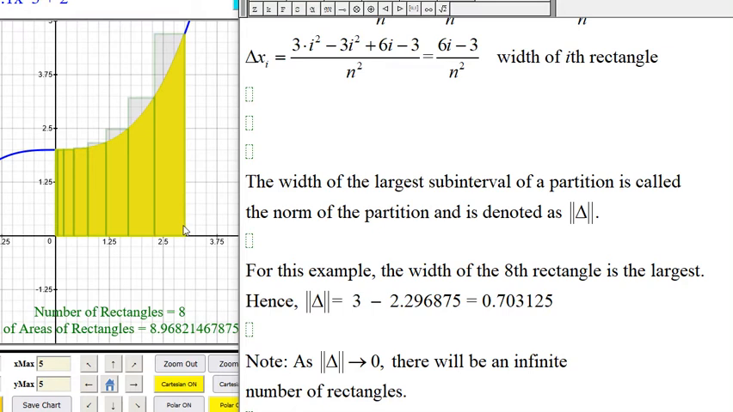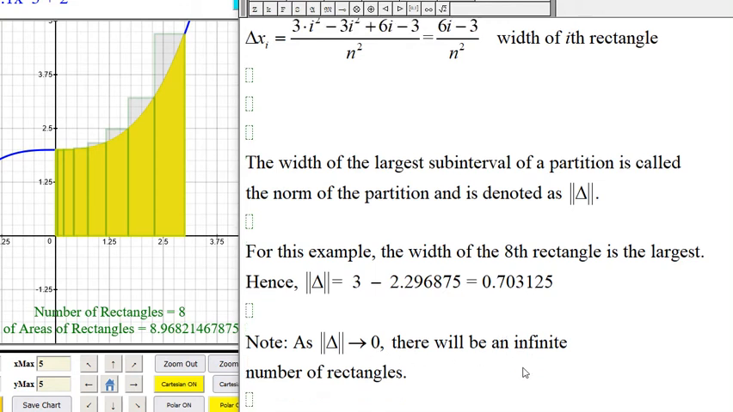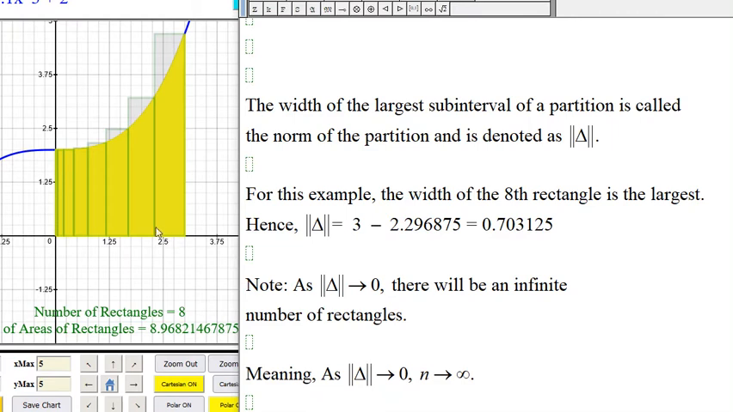And notice that if we allow the largest width, so this is the largest width of all the widths, to approach 0, there will be an infinite number of rectangles, and that's the only way that could happen. In order for the largest width, the norm of the partition, to approach 0, we need an infinite number of rectangles inside the shaded region. And therefore, if we allow the norm to run to 0, then the number of rectangles, or the number of subintervals, will run to infinity.